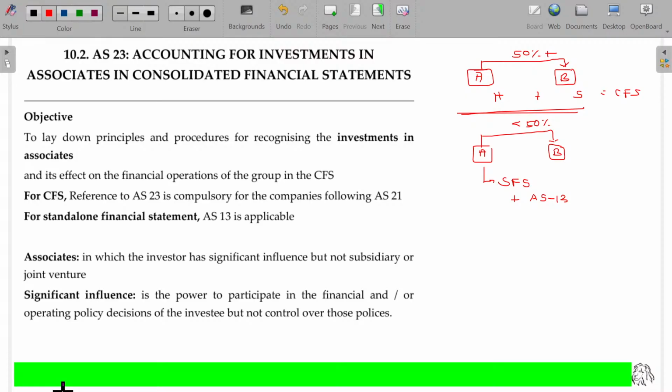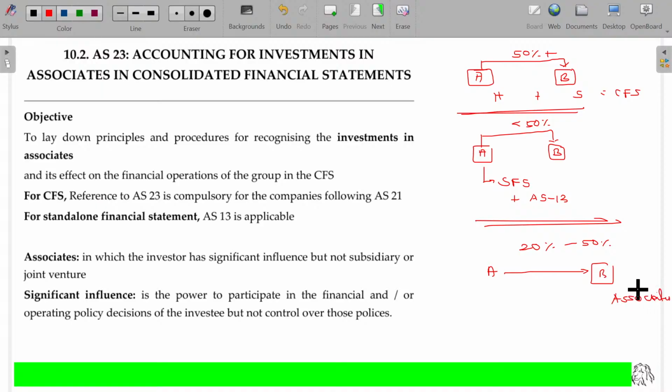If I hold more than 50%, then I have the holding company status, the other company is subsidiary company. Then we can simply merge these two and prepare a single consolidated financial statement. If the investment is less than 50%, then that will be named as investment only. Now, if A has made an investment in B anywhere between 20% to 50%, then B is named as associated company or associates.